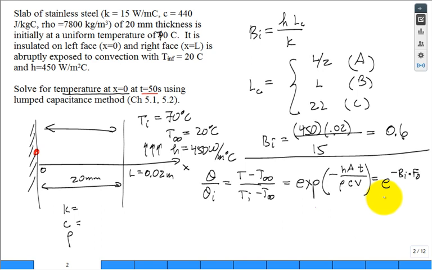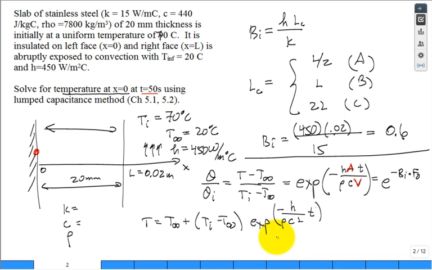There's a couple ways to write this. Professor, is this volume to area ratio what we just worked out? It is. It's the same volume to area ratio. Do you mean that I can replace this? Let me write it like this. T is equal to T infinity plus T initial minus T infinity times the exponential of minus h divided by rho c L times t. Yeah.